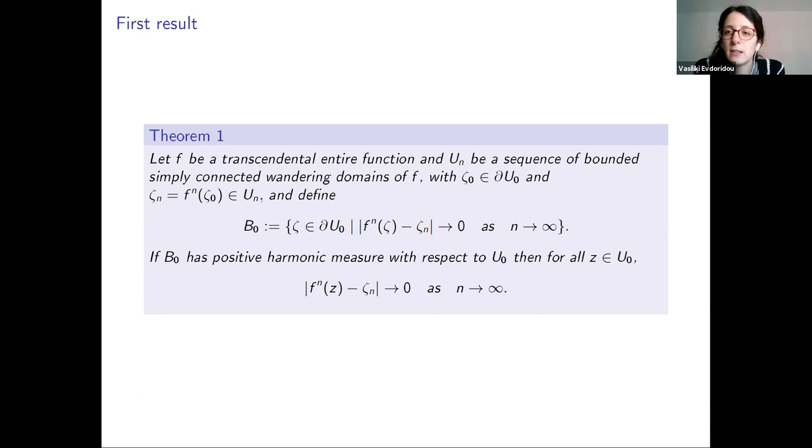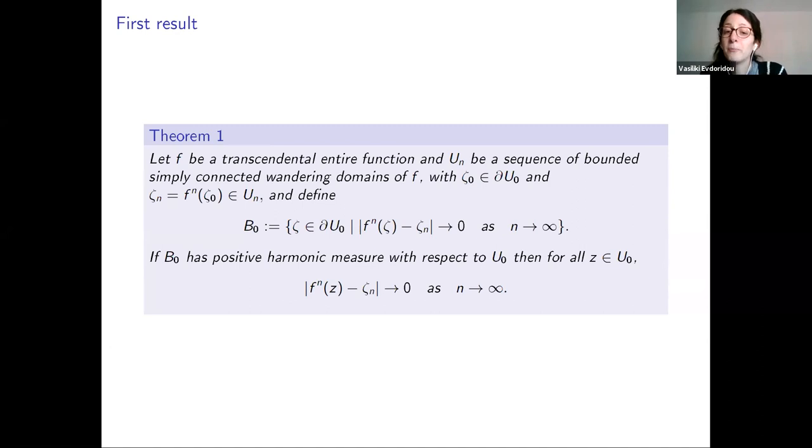So we relate the boundary behavior to the behavior in the interior of the wandering domain in the following way. If we assume that we have a set on the boundary of U naught, where all points tend to the boundary orbit zeta n, if that set has positive measure, then we can show that all points in the interior of the wandering domain have the same behavior, meaning that their orbits converge to the same boundary orbit, this zeta n.